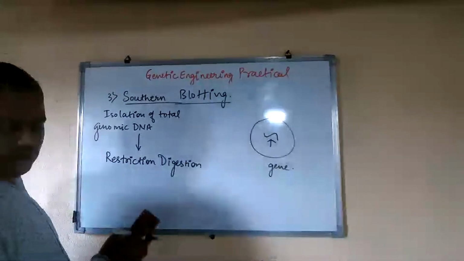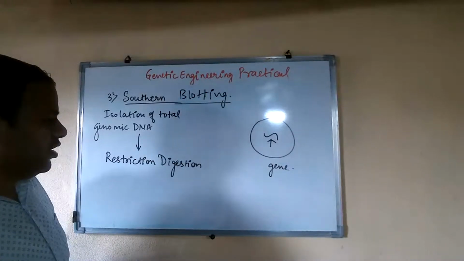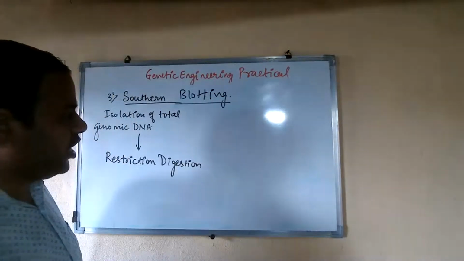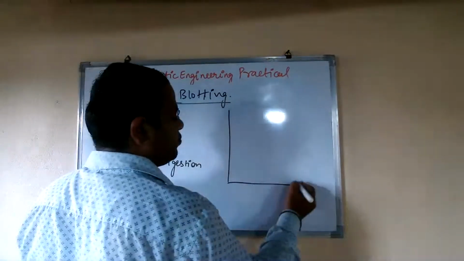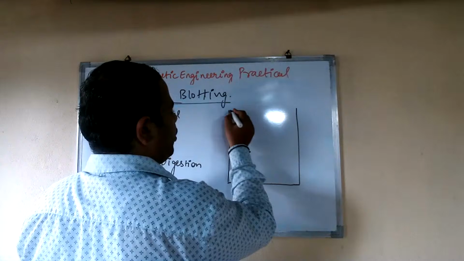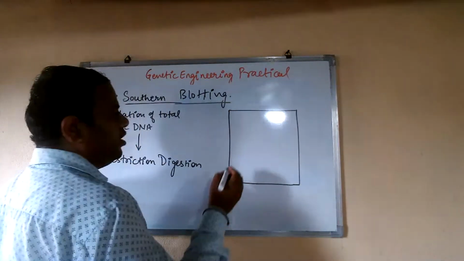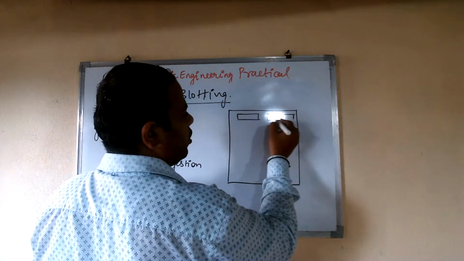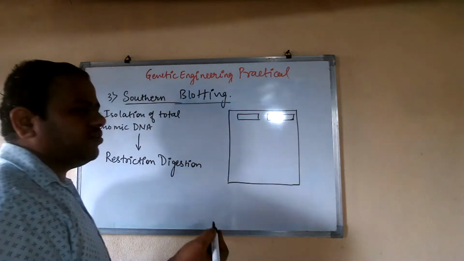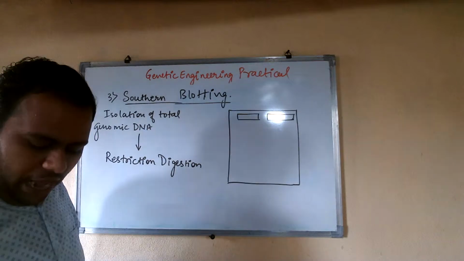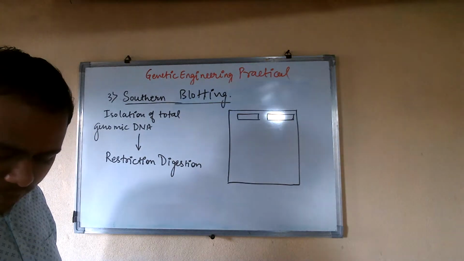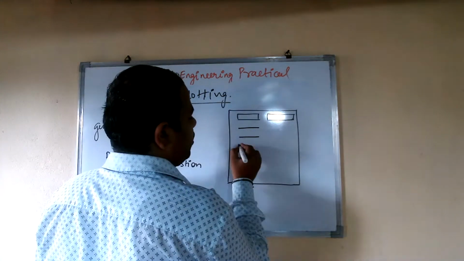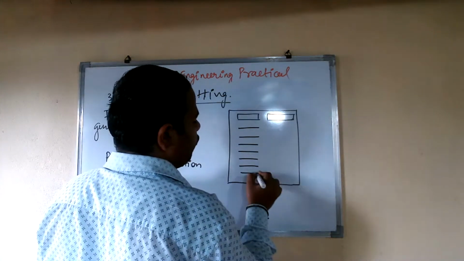So after that, for example, suppose after doing the restriction digestion, this is the gel, and the DNA sample is run in two different wells. There may be more wells, but for the sake of convenience, I am showing you two different wells. So like this, the whole DNA sample is loaded onto the agarose gel and the electrophoresis is done.